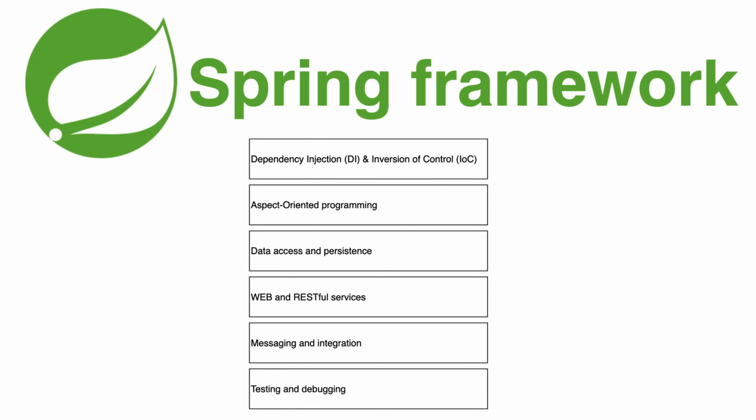The Spring framework is designed to be highly modular and extensible, allowing developers to choose the components they need and easily integrate them with other third-party libraries and frameworks. It also promotes good coding practices and software design patterns, such as separation of concerns, loose coupling, and abstraction, which make applications easier to maintain and evolve over time.